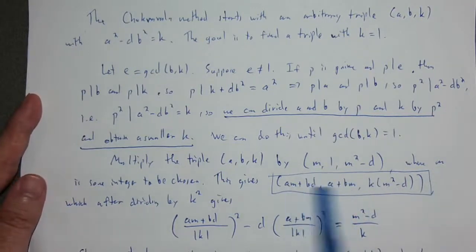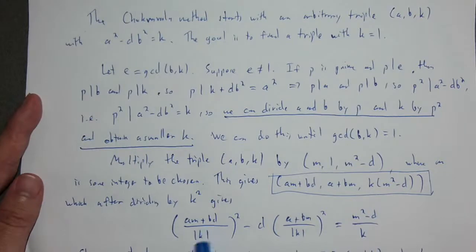Looking at this, I am going to divide the equation by k squared, which leads to this equation, which means that I get a triple (am plus bd) over the absolute value of k, (a plus bm) over the absolute value of k, and (m squared minus d) over k.